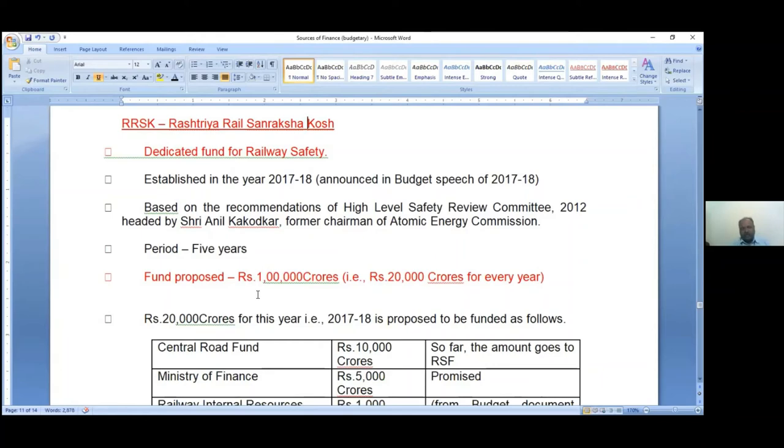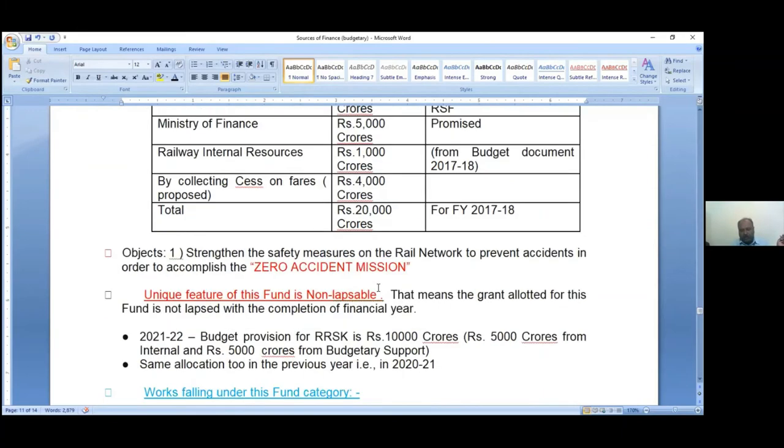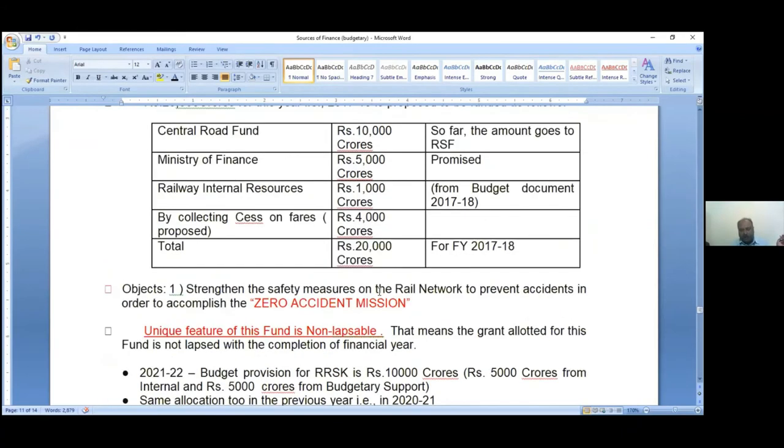The fund proposed is 1 lakh crores to be spent every year. This is the structure in 2017-18, the initial year: Ministry of Finance gives 5,000 crores and our internal resources are 15,000 crores, total 20,000 crores. So this is the objective of this RRSK, to make an effort to prevent accidents in order to accomplish the zero accident mission. That is the main objective, that is safety.